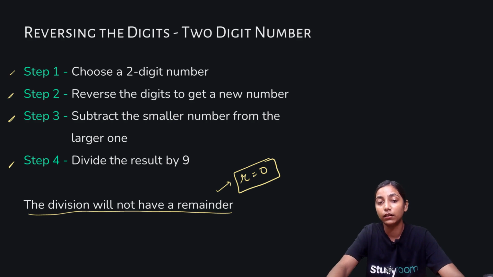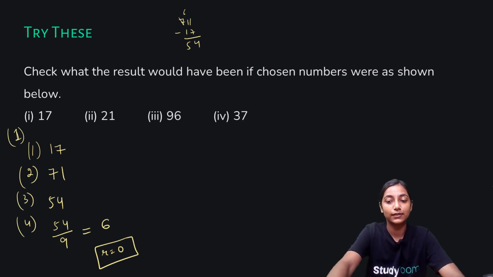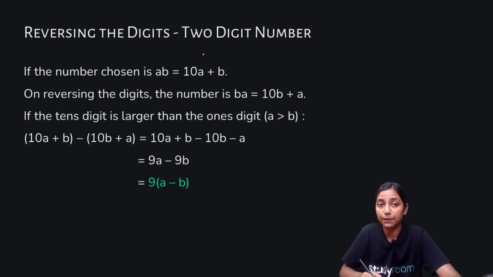That is what we learned from the previous slide, that the division in such a case will have 0 remainder. That is what is coming. Please try these 3 parts yourself and check after doing all these steps, what are you getting? Is your remainder 0 or not? Now let's see why does this happen.